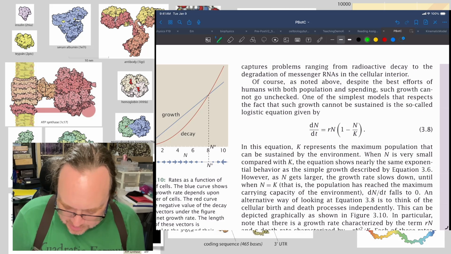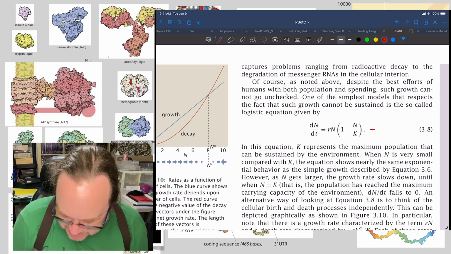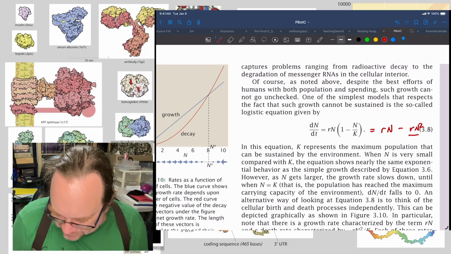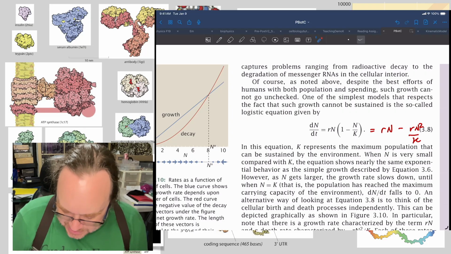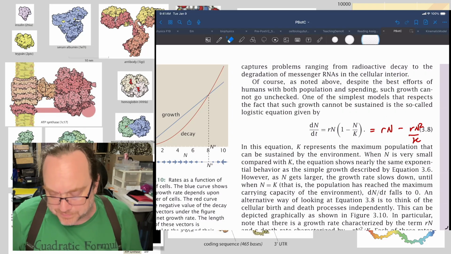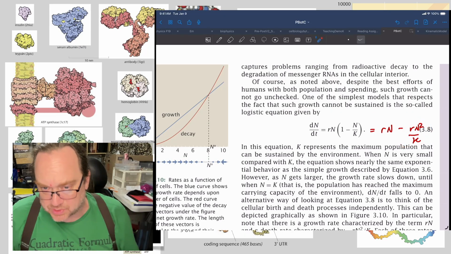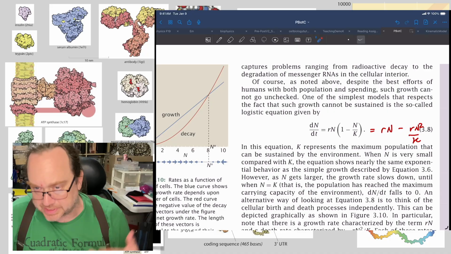And just to be clear, this is probably straightforward, but let's just make sure. If I were to multiply this out, it would be Rn squared divided by k. And so we still have our exponential growth term, but we now have something reducing our rate. And this Rn squared over k is the thing that's reducing our rate.